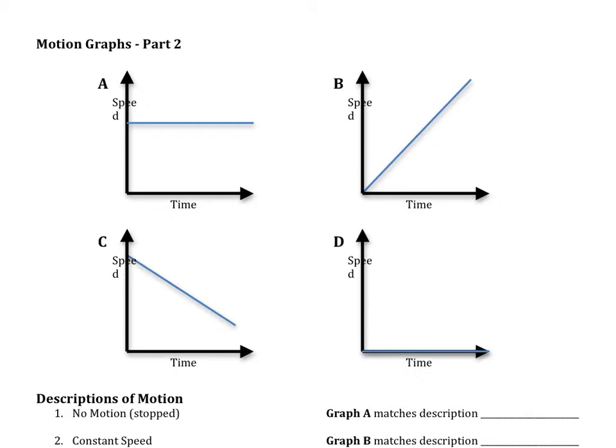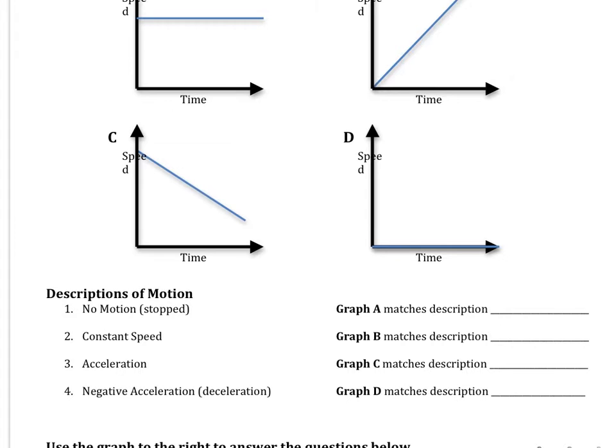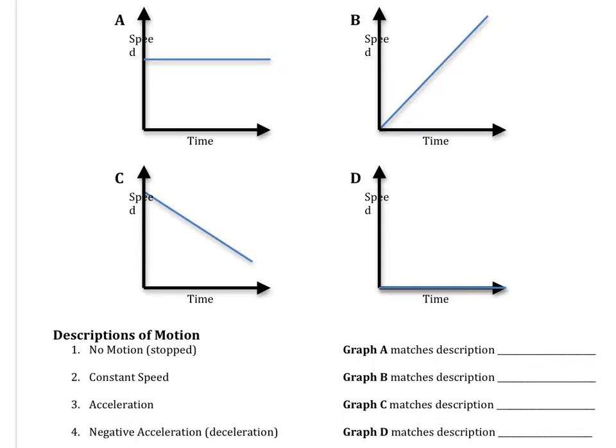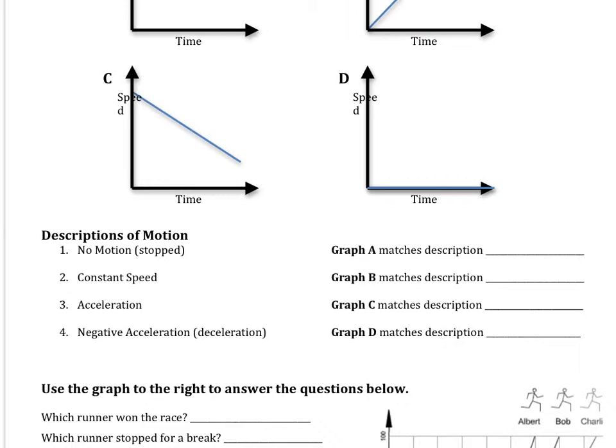Let's move to the next page. Same exercise, but this time we're looking at time and speed. Remember, when we're looking at speed versus time graphs, the slope of these graphs gives us information about the acceleration. So let's look at graph A. Basically, if this is our speed, and as time passes speed is not changing, then we know that we have a constant speed. So that's number 2.